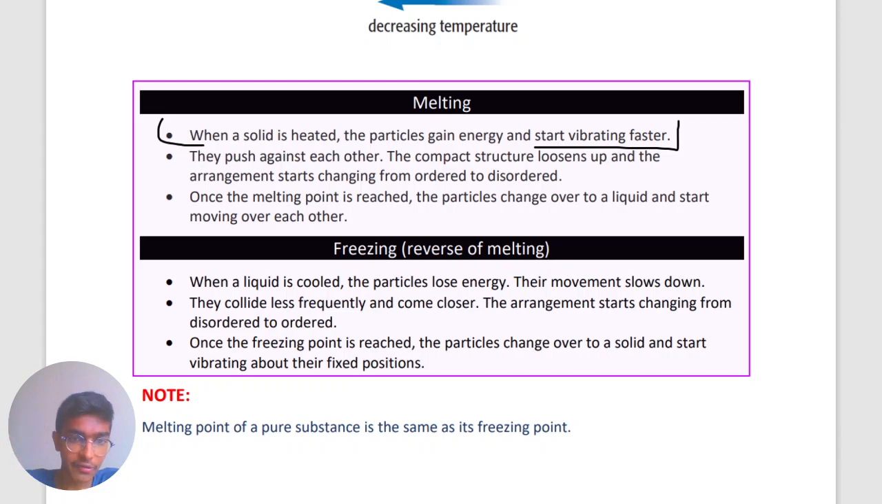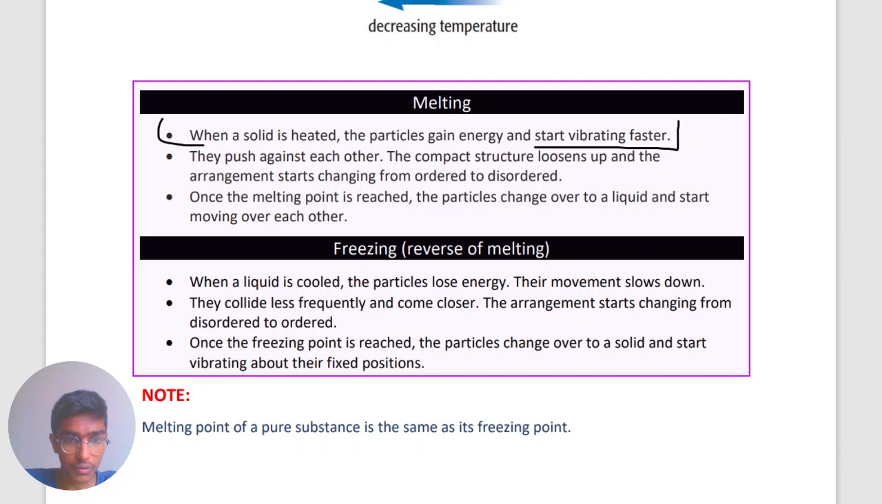Therefore, they collide less frequently and they will come closer. When they become closer, the arrangement will change. Once the freezing point has been reached, the particles will change over to a solid and start vibrating at fixed positions. Remember, this is a property of a solid. A solid vibrates at a fixed position. Okay? We've talked about all of this in the previous tables.